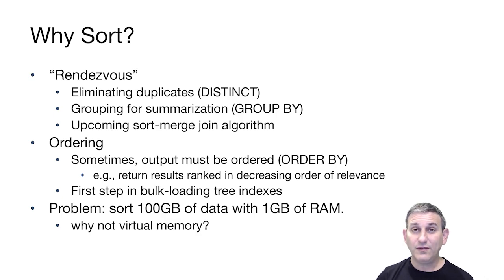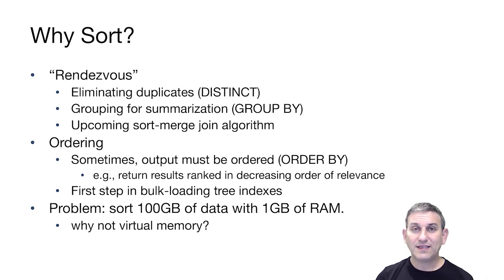Another reason to do ordering, which we saw in our previous homeworks and discussion, is to bulk load a tree index, like a B+ tree. And the challenge here is that we're dealing with database-sized amounts of data. So how can we sort, for example, 100 gigabytes of data with 1 gigabyte of RAM? We can't just bring the file into RAM and sort it. We have to do something more clever than that.